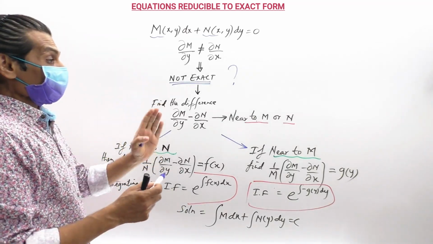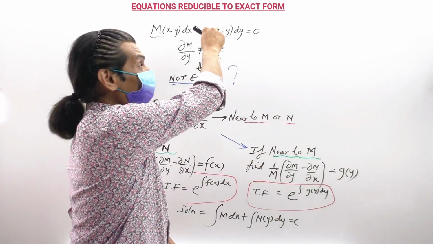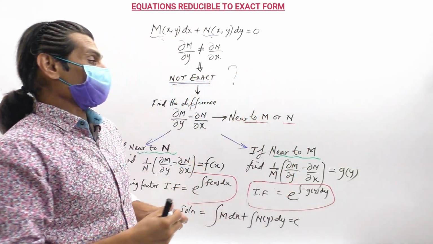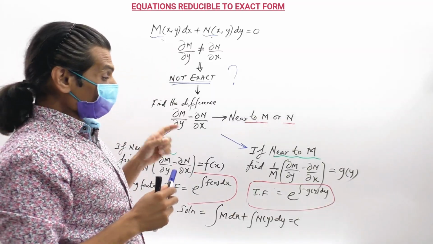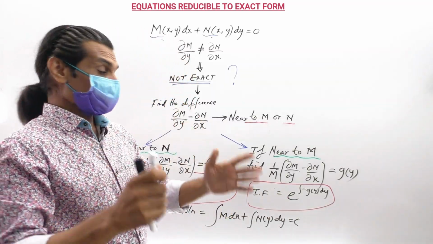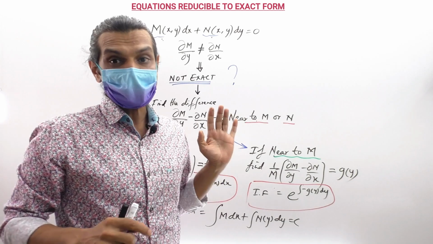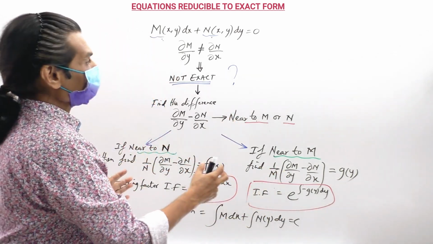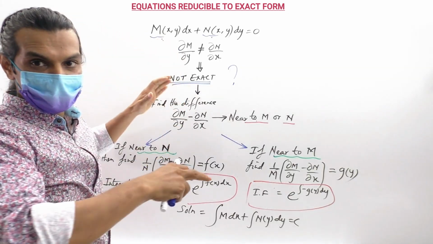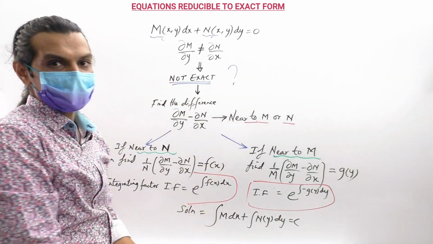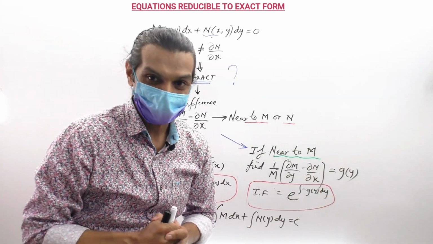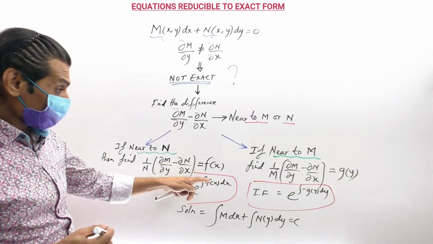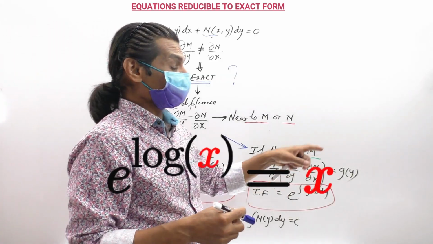But if it is near to m, then we find 1 by m into dou m by dou y minus dou n by dou x is equal to g of y. Here the integrating factor will be e raised to minus g of y dy. Remember, minus g of y dy. So, once you get the IF, multiply it with the question, then put it in the solution, and you get an exact differential equation. That is it. One more thing to remember: e raised to integration f of x dx, and e raised to integration minus g of y dy.